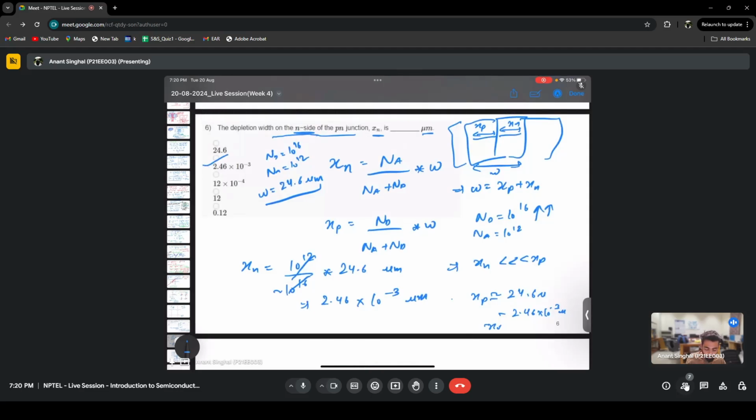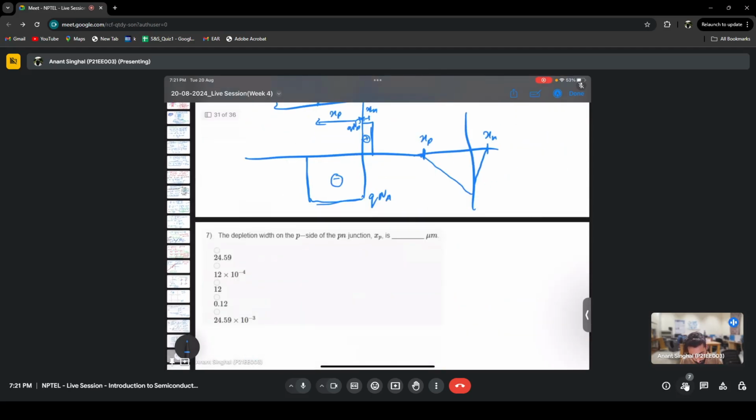Even if you know the concept, you will be able to get the answer without solving anything. We should know that Xn will be very, very small. So the next part was to calculate the depletion width of the P side. That will be almost equal to the total given width. Is it fine? Does it make sense? Are you able to get it? Yes, sir. Okay, great.